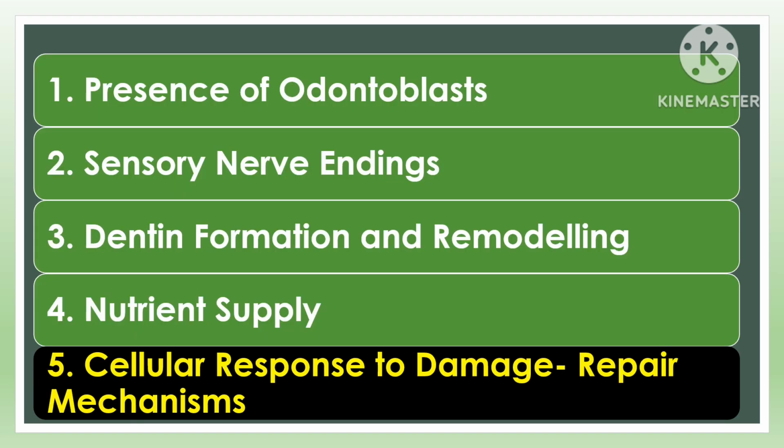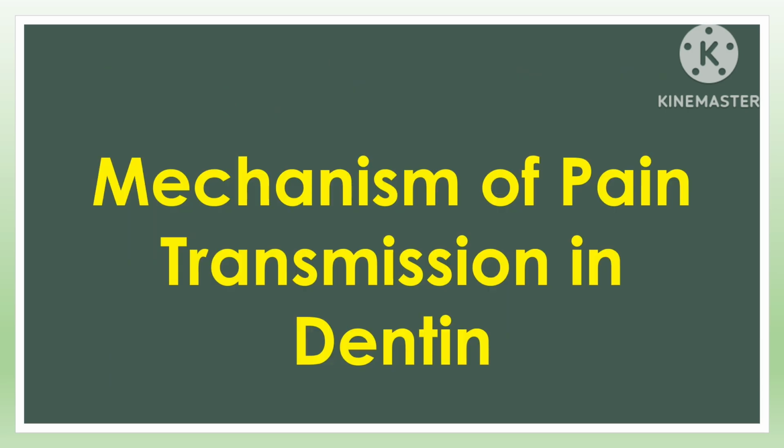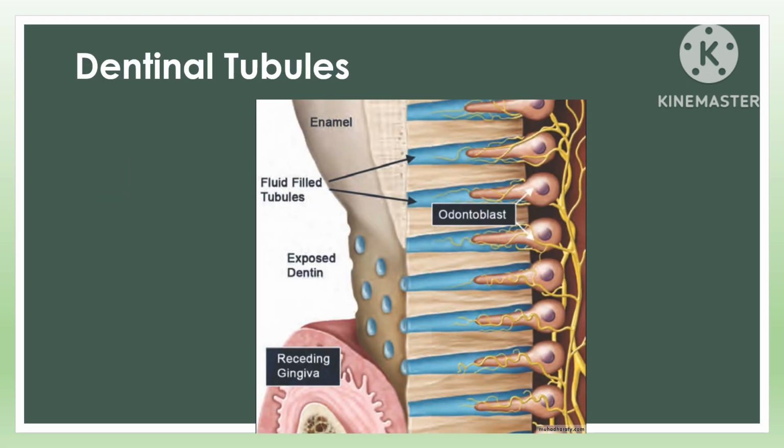When it is damaged, the odontoblasts can produce a protective layer of reparative dentin to shield the tooth's inner structure. Finally, dentin responds to stimuli like temperature changes and pressure due to its connection to the nerve tissue in the pulp, showing that it's an active and living tissue. Now we will explore how pain is transmitted through dentin. It's a process that plays a key role in conditions like dentin hypersensitivity.